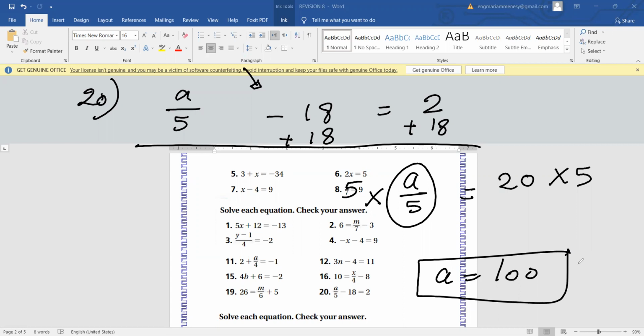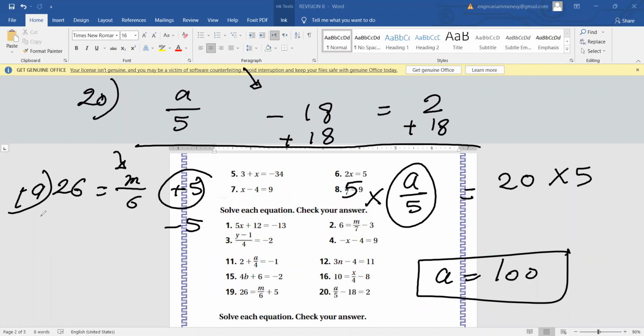Okay, easy, my dear. It's very easy. Okay, number 19. How can I solve number 19? 26 equals m over 6 plus 5. Where is the variable? Right-hand side. Remove 5 first. Okay. 26 minus 5 equals 21.